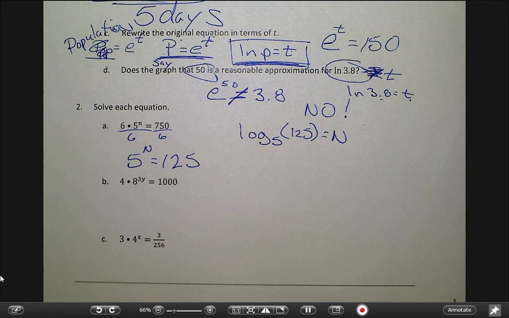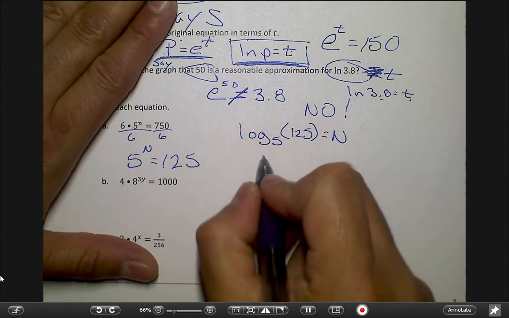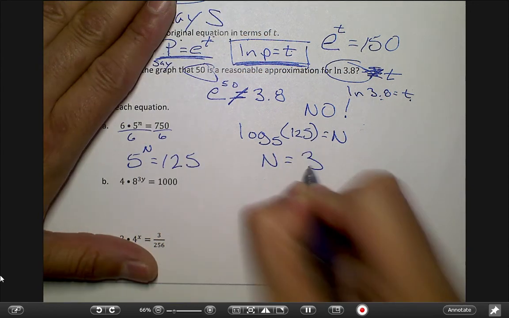Okay, so now n is by itself, so what could I do there? Plug that in, please. Plug it in. 3. Yep. So we should get, in this case, n is equal to 3.